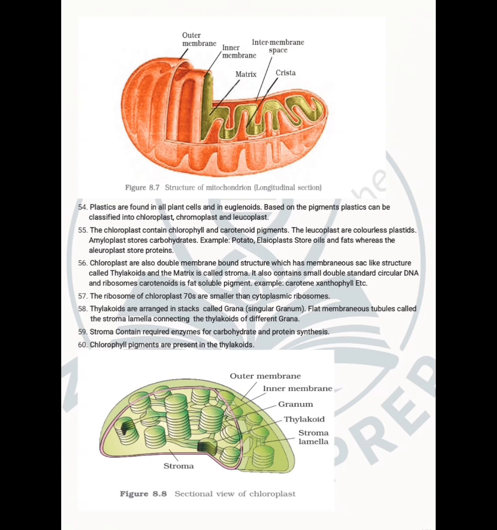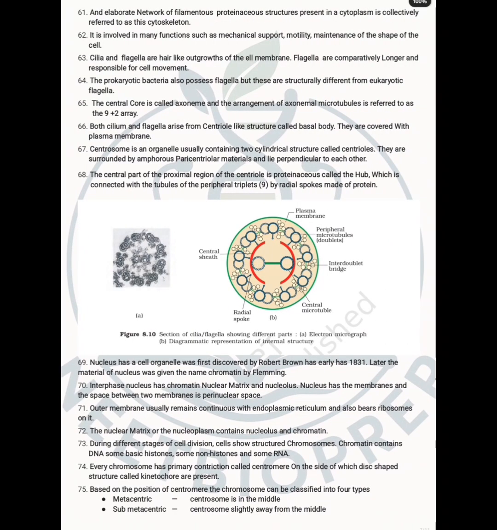Thylakoids are arranged in stacks called grana. Flat membranous tubules called the stroma lamellae connect the thylakoids of the different grana. Stroma contains the required enzymes for carbohydrate and protein synthesis. Chlorophyll pigments are present in the thylakoid.